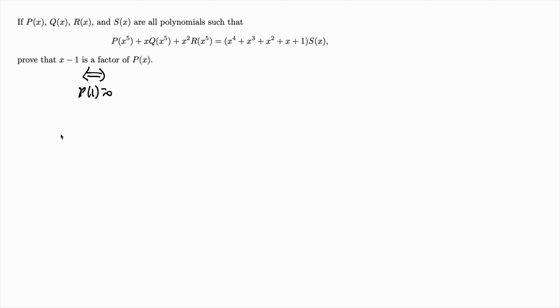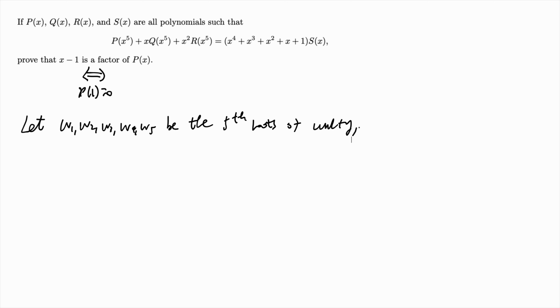And it's quite obvious that we should use the roots of unity filter. So let omega sub 1, omega sub 2, omega sub 3, omega sub 4, omega sub 5 be the fifth roots of unity, where without loss of generality, omega sub 5 equals 1.